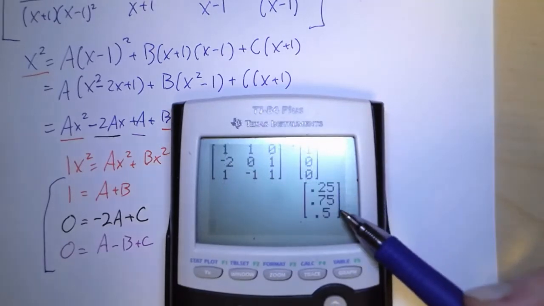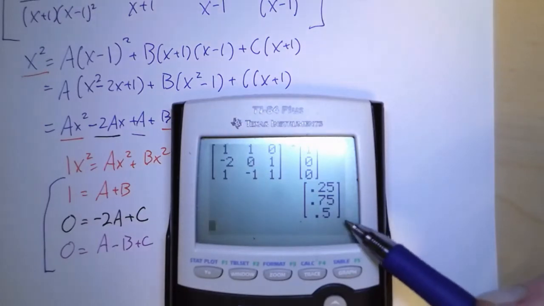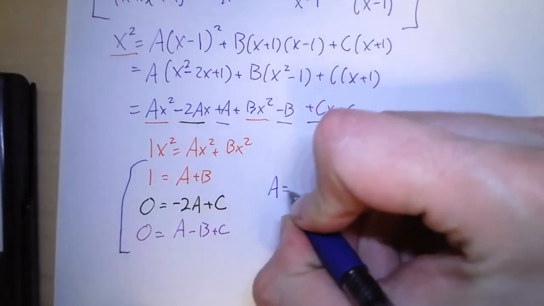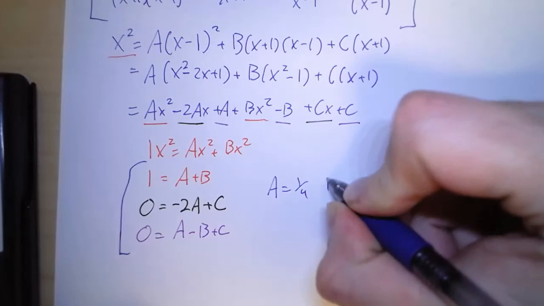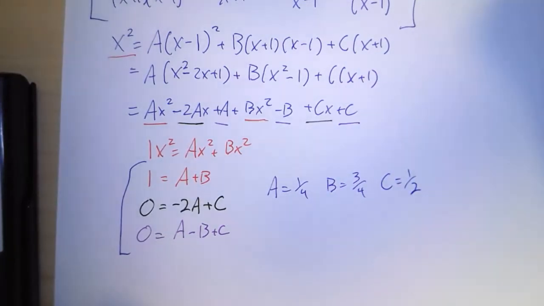So we get 0.25, we get 0.75, and we get 0.5. So that's what a, b, and c equal. So a equals 1/4, b equals 3/4, and c equals 1/2.